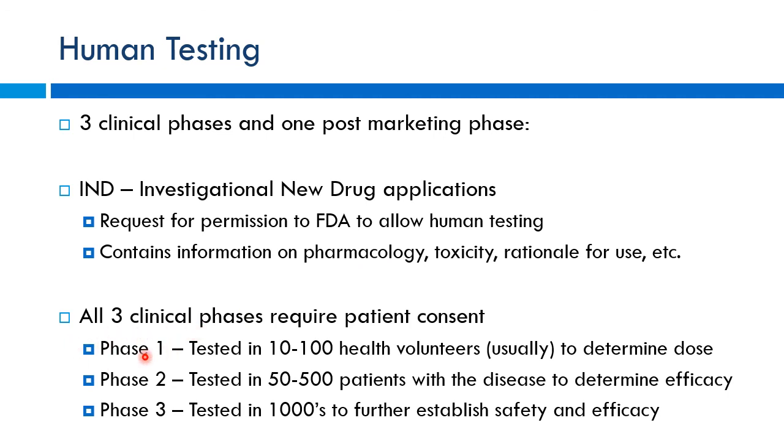Usually phase 1 trials are going to be in around 10 to 100 healthy people. So these are people without the disease state. So I'm giving an antihypertensive drug that I want to market. I'm giving it to healthy people. This is usually going to be to determine dose. I'm trying to figure out, okay, what's really a safe dose for these patients there.